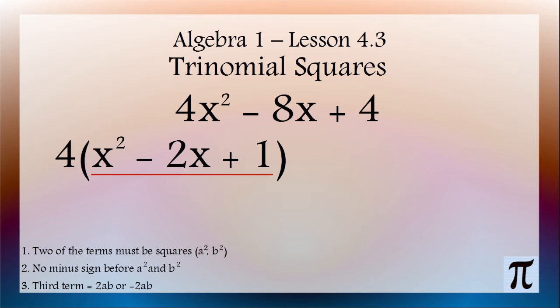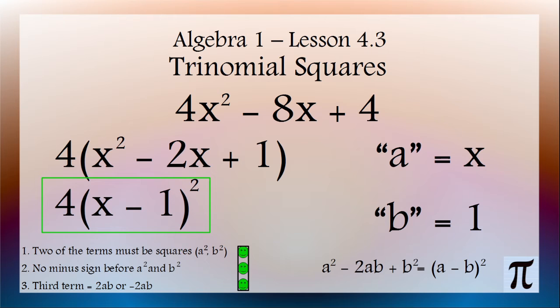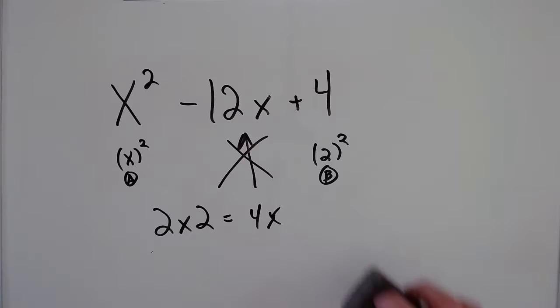So we've got our rules down here that we've gone through a couple of times. If you look at all three of them, we can see that yes, this is a trinomial square. And in this particular case, it matches the negative form of the binomial square to trinomial formula. The placeholders here, a and b, are x and 1, because x squared is x squared, and 1 squared is 1. So this ends up being 4 times x minus 1 quantity squared. All right, let's go right back to the whiteboard and factor some trinomials.